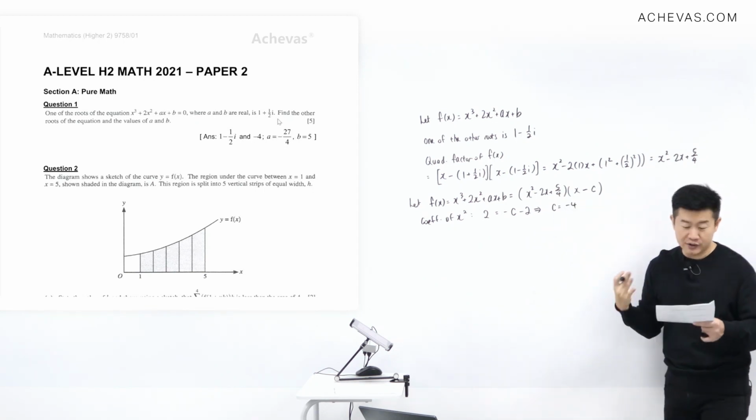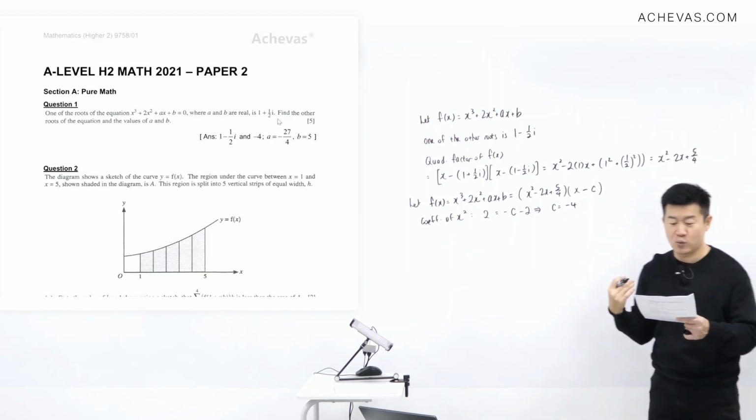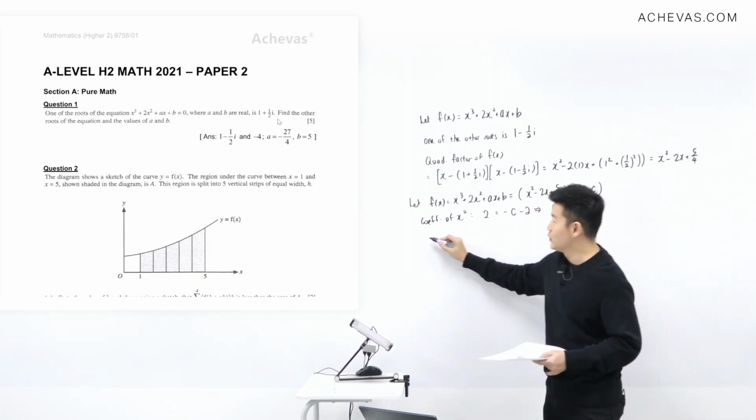So now we have all the 3 roots. One is given to me, that is 1 plus half i. The other 2 roots, let me write it down here.